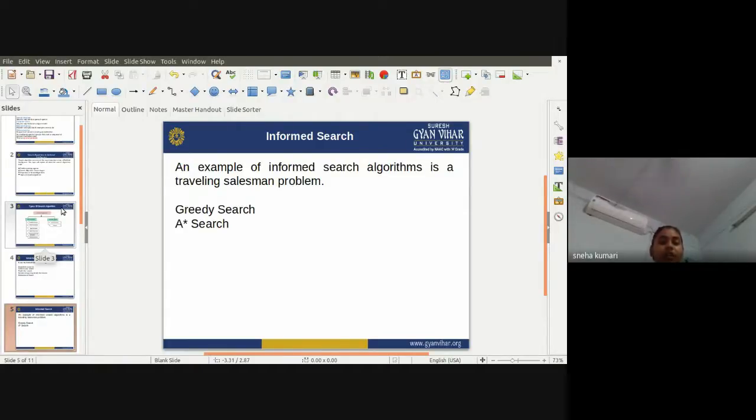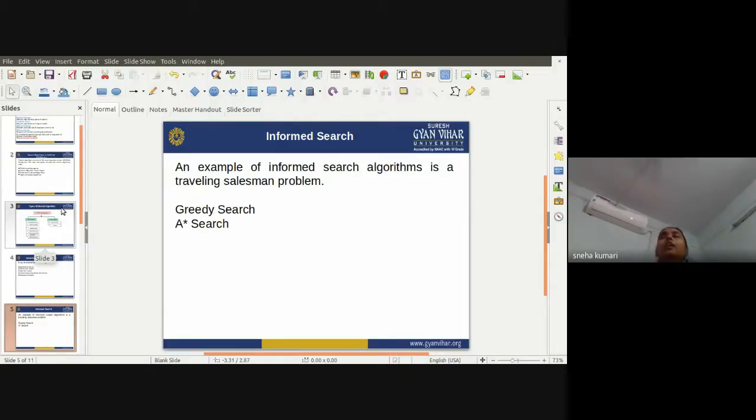Informed search algorithms use domain knowledge. In an informed search, problem information is available, which can guide the search, and an informed search strategy can find a solution more efficiently than an uninformed search strategy. Informed search is also called heuristic search.